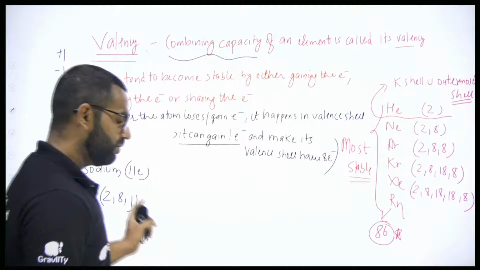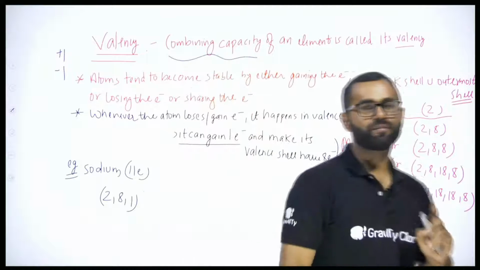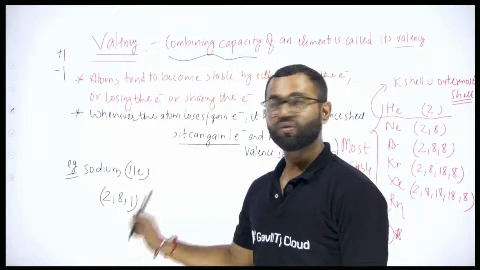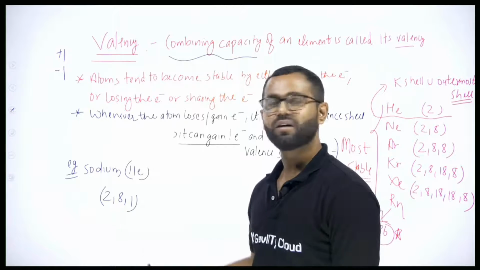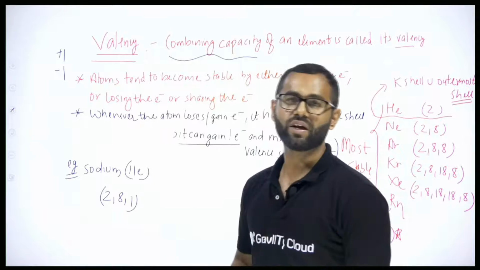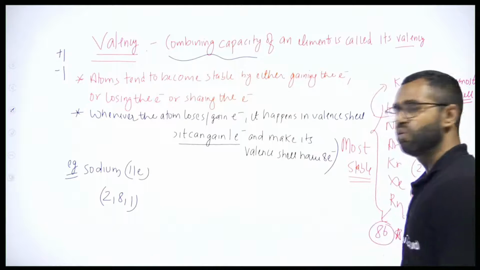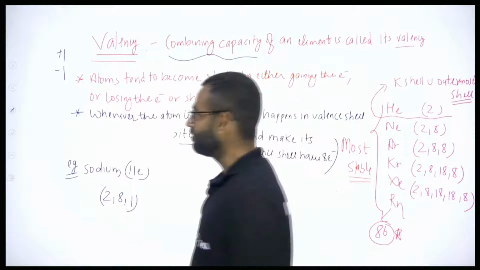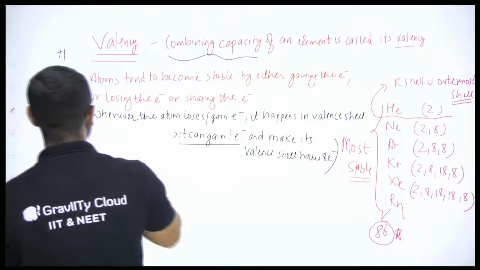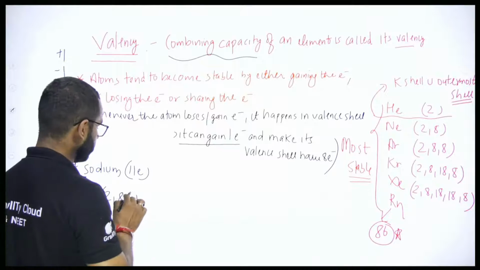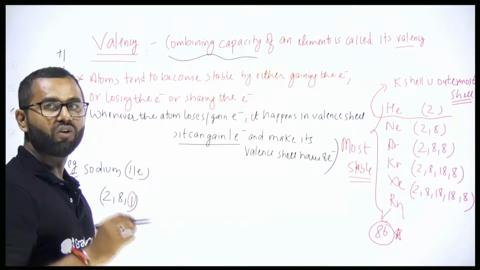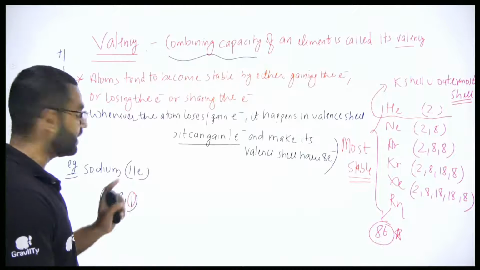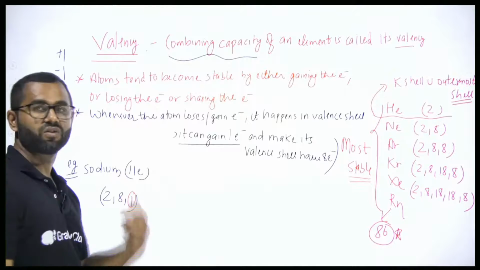Now sodium, what is easy for sodium? Tell me what is easy for sodium. Gaining 7 electrons in the outermost shell to become 2,8,8, or losing this electron to become 2,8? To lose this extra electron, this valence electron. The electron in the outermost shell is called a valence electron, right? So what is easy for sodium? To lose this electron or to gain 7 electrons?